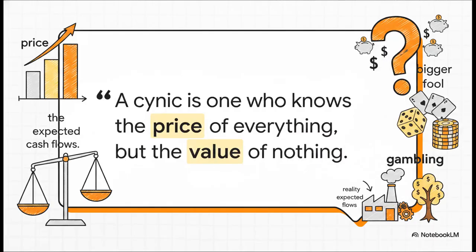To really set the stage here, think about this brilliant quote from Oscar Wilde. He once said, "A cynic is one who knows the price of everything but the value of nothing." It really makes you ask yourself, when you invest, are you secretly falling for the bigger fool theory? You know the one. That's the incredibly dangerous game of buying an asset totally regardless of its underlying value, just crossing your fingers and hoping a bigger fool will come along later and pay you more for it.